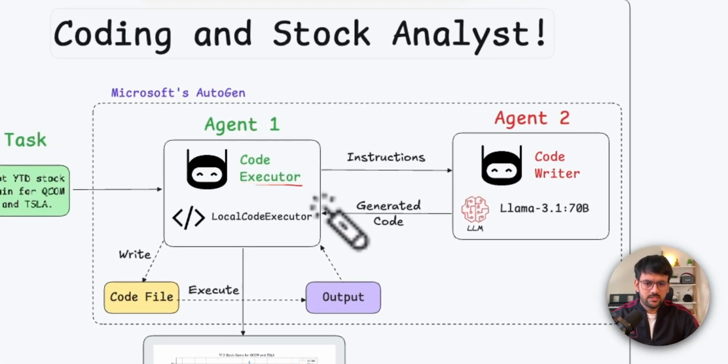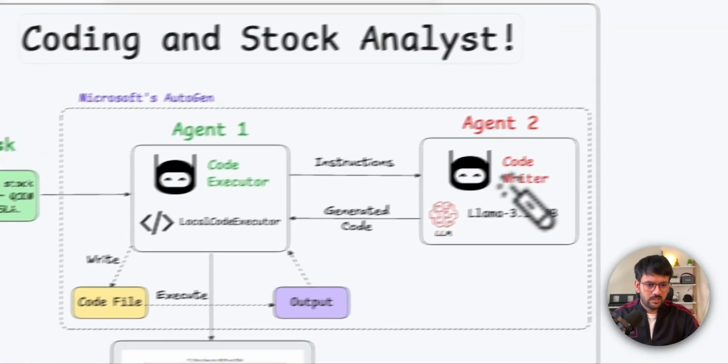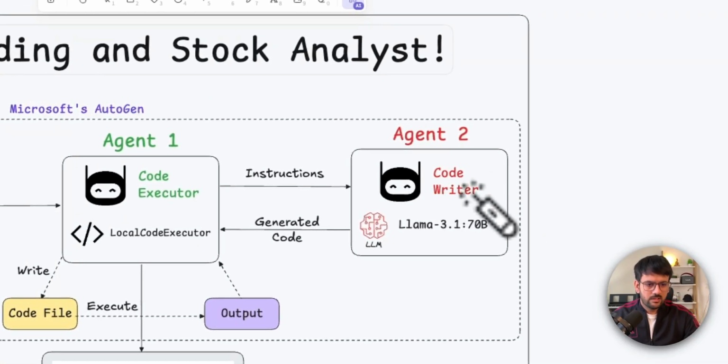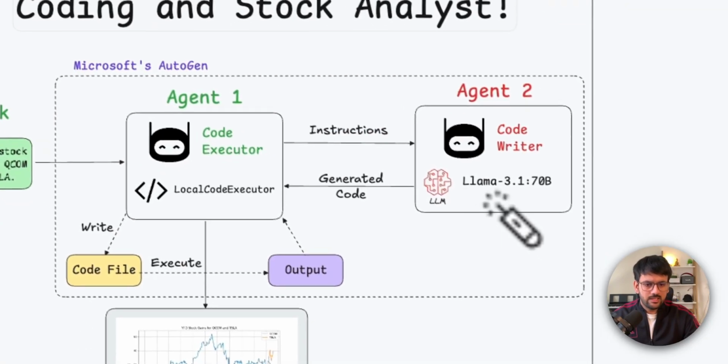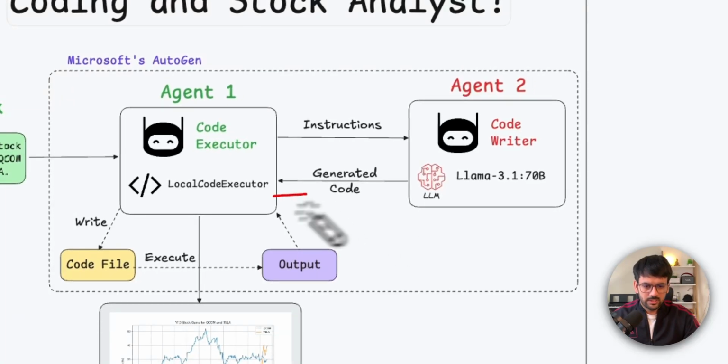The first one is a code executor agent, which has the ability to install dependencies and run code in a local sandbox environment. It also interacts with our second agent, which is the code writer agent. The code writer uses an LLM to generate code based on the instruction that it receives from the code executor and then sends this generated code back to the code executor.